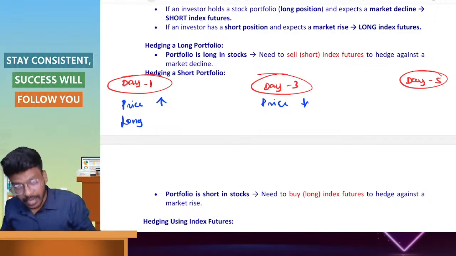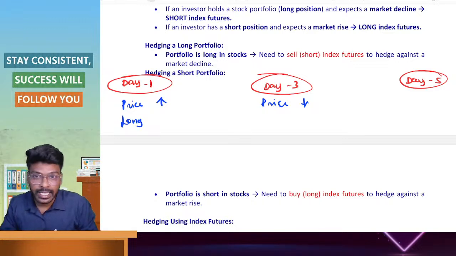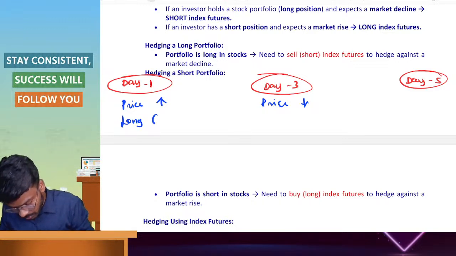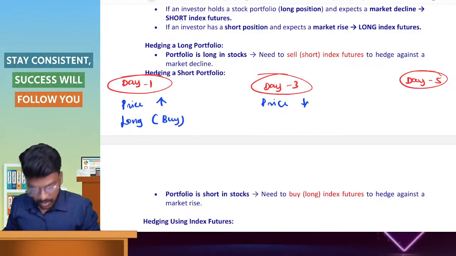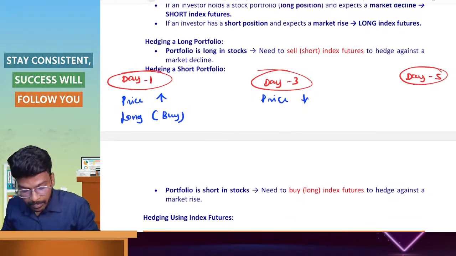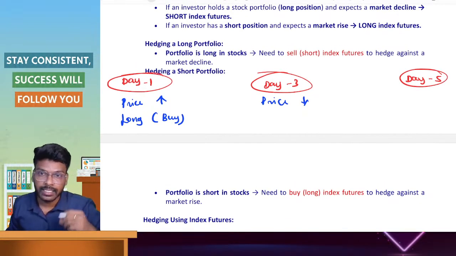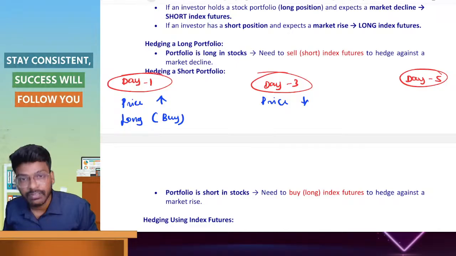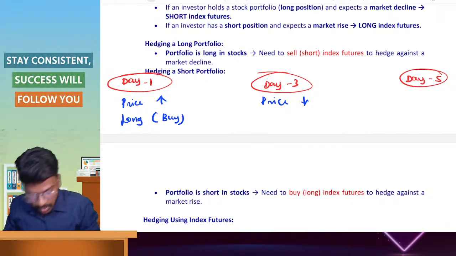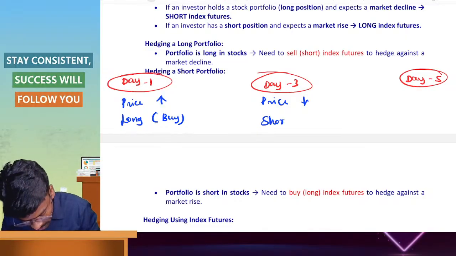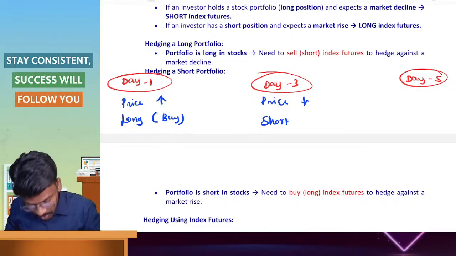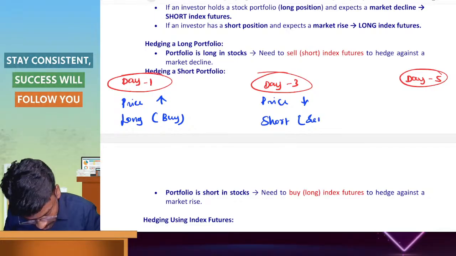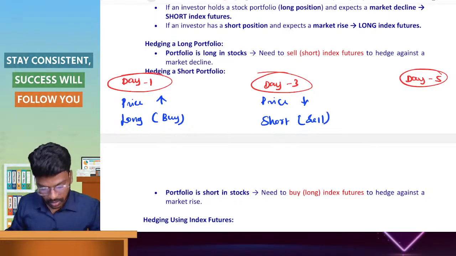I have entered into a contract for a long position to buy the futures, or an index future. On day 3 my expectation has changed. The price will decrease. So I will take the opposite position, that is, a short position. That is, sell the index future.